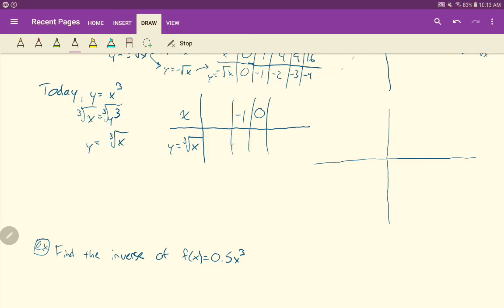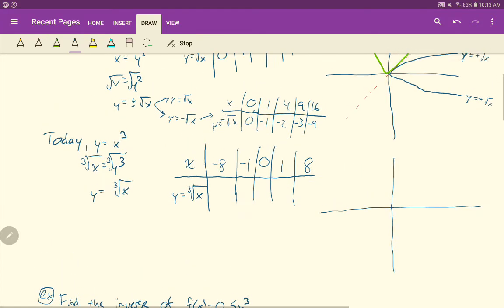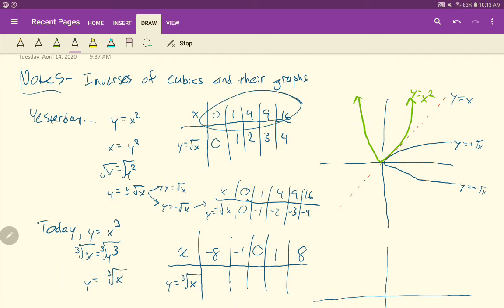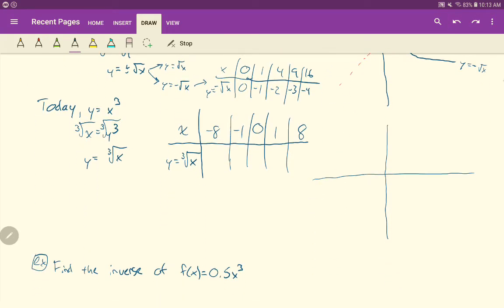Another easy cube root to do, -8. And of course on the positive side, we can do +1 and +8 as well. So just like yesterday where we were using that 0, 1, 4, 9, 16 to help us with our x values, our x values here will be something like -8, -1, 0, 1, and 8. Those are all perfect cubes. And of course you can keep going if you wanted to.